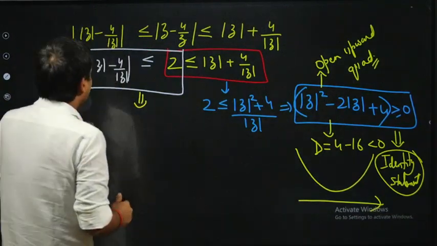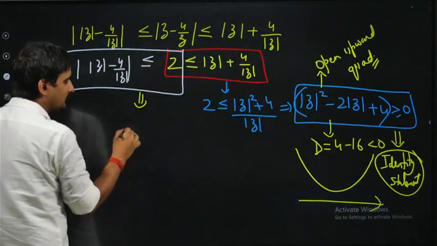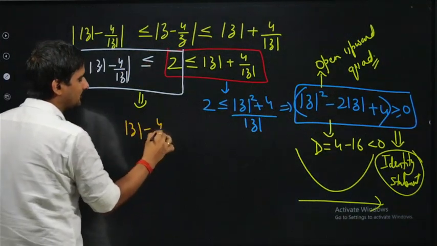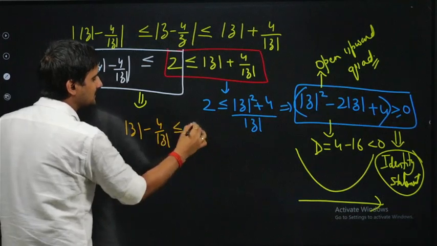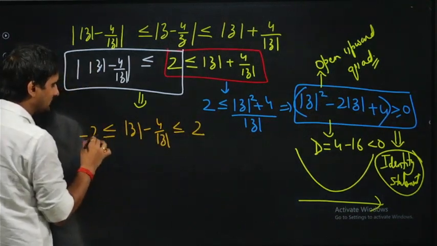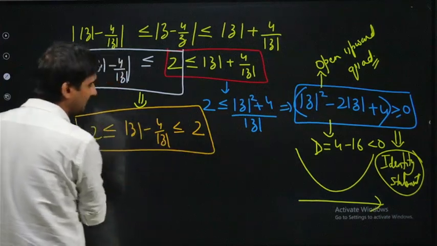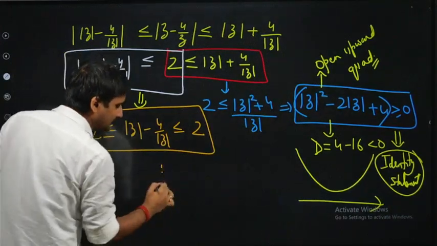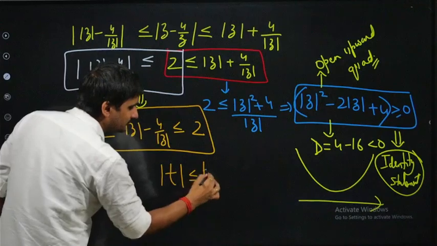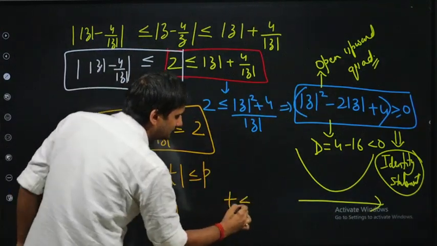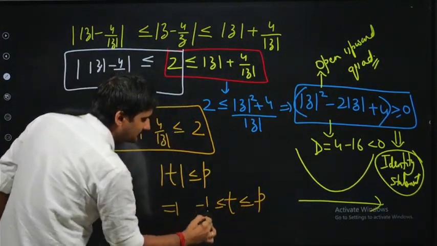So now, writing is removing this mod. What will we write? Mod of (z minus 4)/mod z is less than or equal to 2 and greater than or equal to minus 2. I think all of you will agree to this. Okay, so if I write mod of t less than or equal to p, the solution is t lies between p and minus p here.